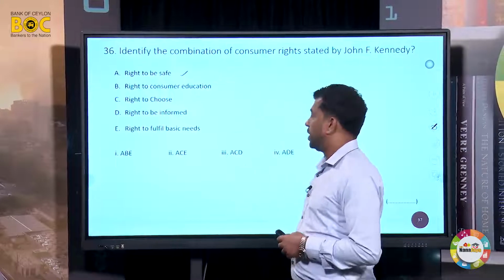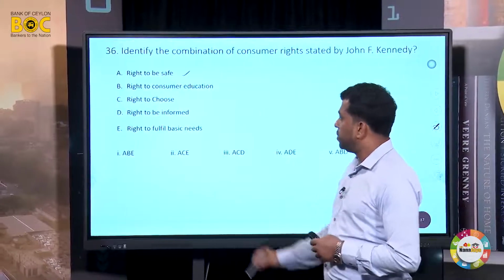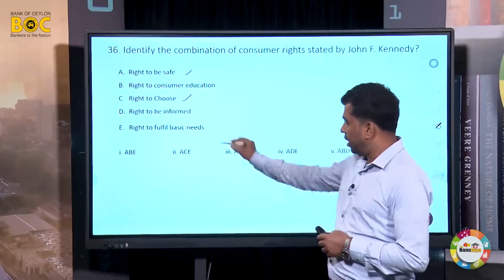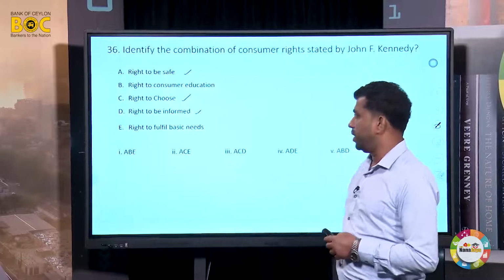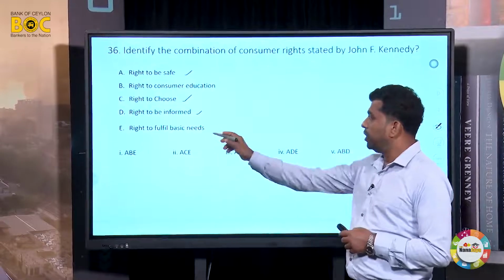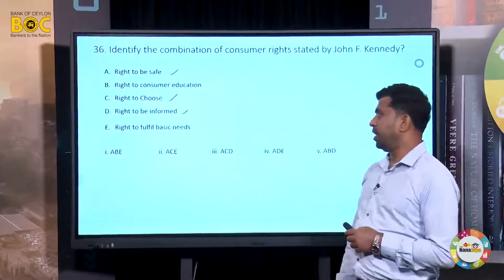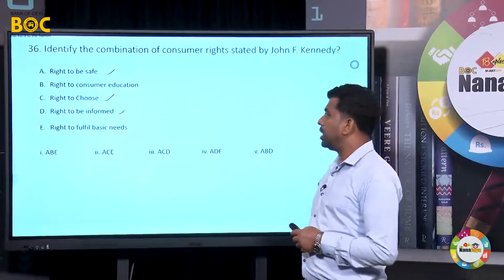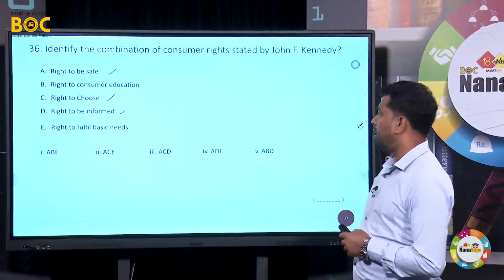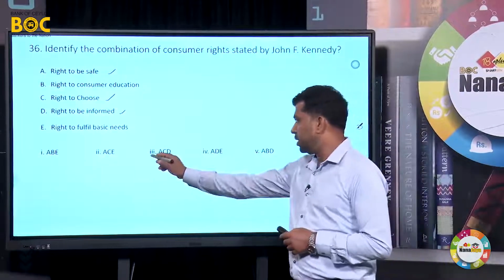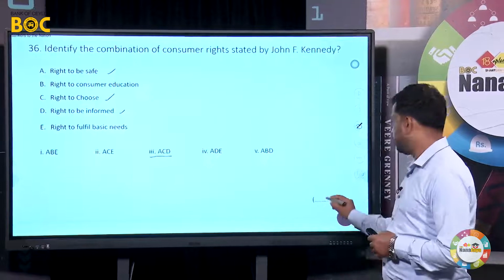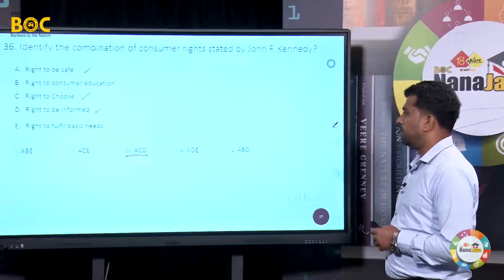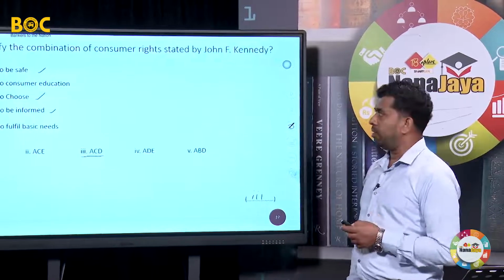This is declared by Consumers International. Right to choose, John F. Kennedy. Right to be informed, this is also declared by John F. Kennedy. Right to fulfill basic needs, this is a consumer right declared by Consumers International. A, C and D. A, C and D represent the third option. So, you have to write the third option on the given dotted line.